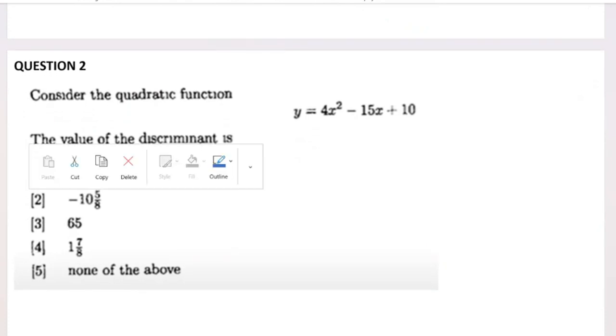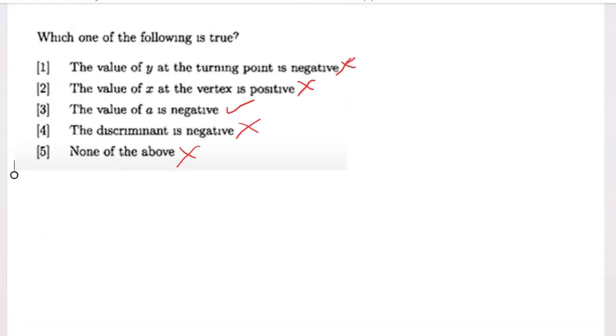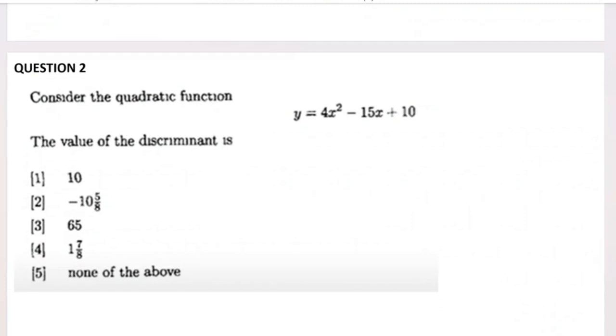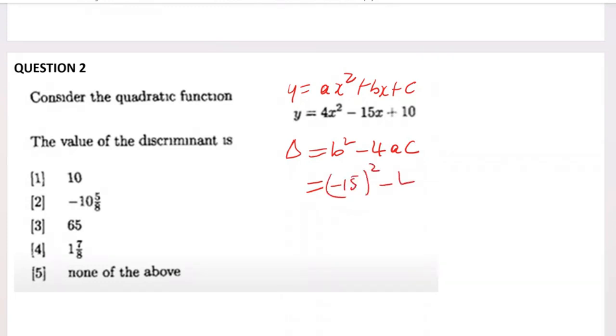Okay, here's another one. Here we are told we've got a quadratic function in this form, and we are asked to find the discriminant. This is in the form ax squared plus bx plus c. We know our discriminant is b squared minus 4ac. This is coming from your toolbox. So what is your b? Your b is negative 15. Your b is negative 15 all squared, and then minus 4. Your a is 4, and your c is equal to 10.